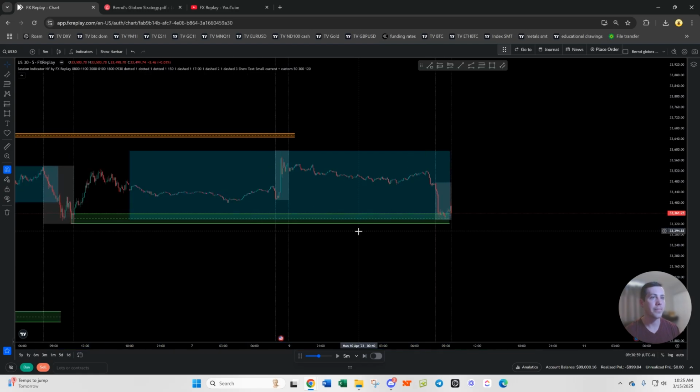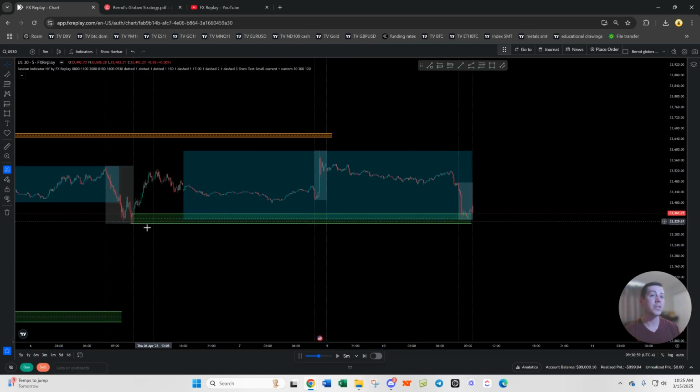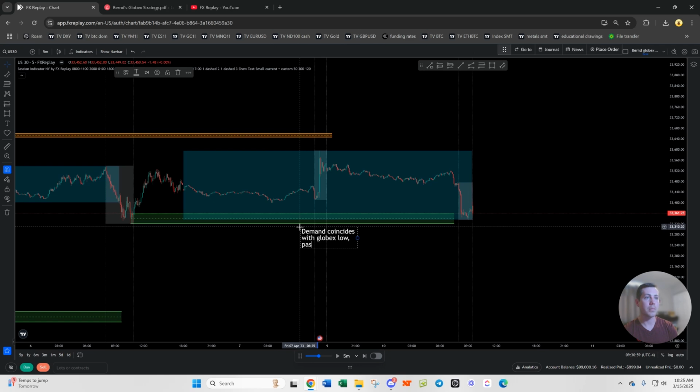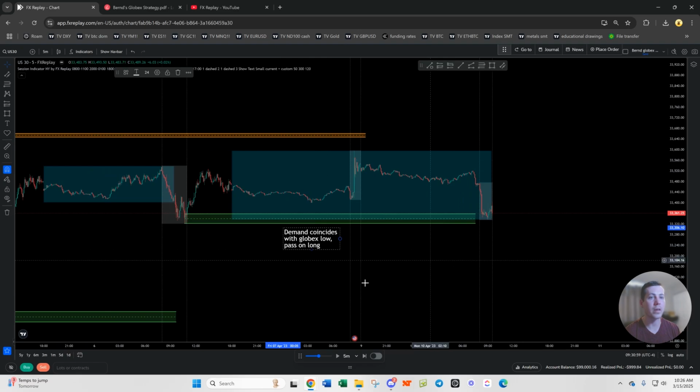So this next day, it doesn't happen super often, but we have this demand zone corresponding with the London low. These are also examples where we want to see a sweep of the Globex low, and there's not really much room for it to both sweep. It's already been testing this zone, so unfortunately we won't be able to use this zone because it's already been tested previously. So again, I'll just make a note: demand coincides with London or Globex low, pass on long, because we want to see the sweep into a fresh supply or demand zone.